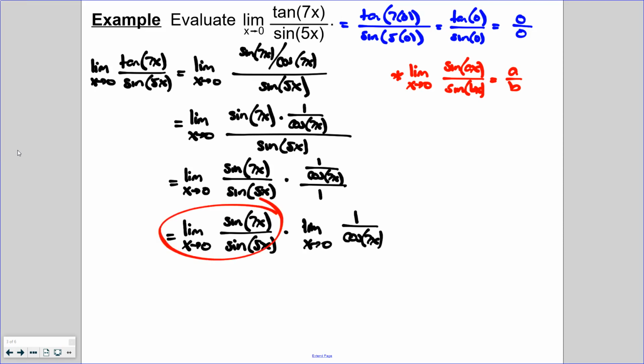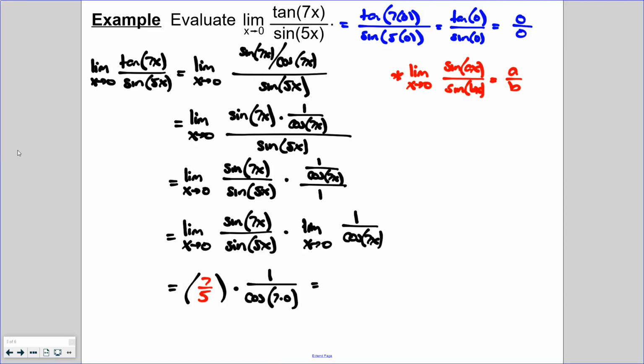Now, our first limit matches our identity. So we can say that this first limit is going to be equal to a over b, or in this case, 7 over 5, times, for our second limit, there's no identity to match 1 over cosine of 7x, so we'll just use direct substitution. And that's going to give us 1 over cosine of 7 times 0. So we can simplify this to be 7/5 times 1 over cosine of 0.